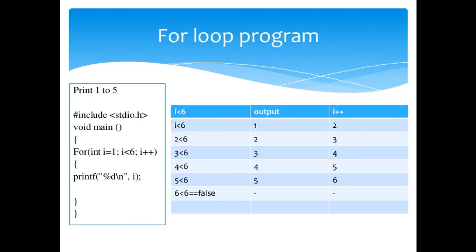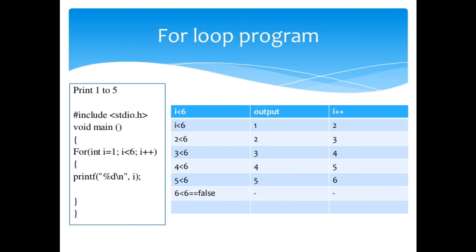Here is the simple C program using for loop. See the example. Within a main function we use for int i is equal to 1, i less than 6, i plus plus, and print the i value. Let us see what will be the output. The initial value of i is 1. Checks the condition 1 less than 6. The condition is true. It will print the i value as 1.